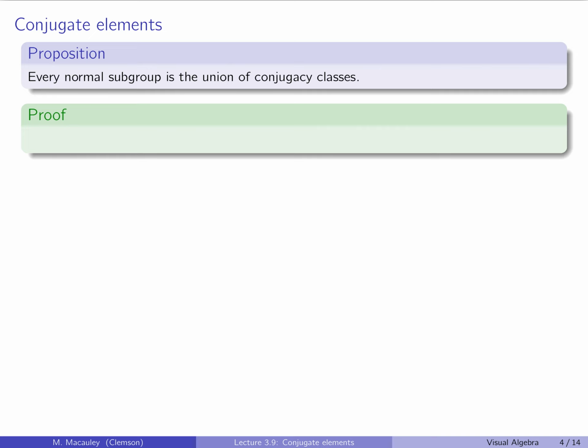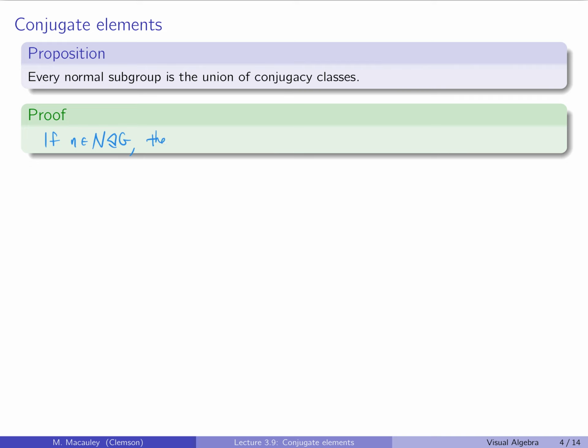Next, every normal subgroup is the union of conjugacy classes. What does this really mean? Well, it says that if we have an element, let's call it little n, in a normal subgroup, big N, then every conjugate of that is going to remain within N as well. That's all that means. So if an element is in a normal subgroup, then its entire conjugacy class is.